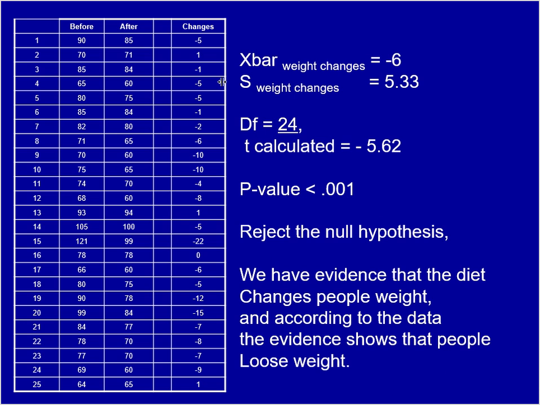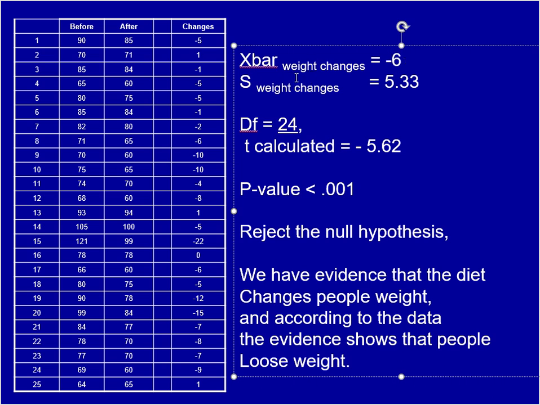So here you have an example of 25 individuals. You have their weight before the diet, you have their weight after the diet, and for every individual you can calculate the weight change, the weight difference, for all of them. Therefore your x bar change, which actually should be called your d bar, is minus 6 kilos. Yani, on average, people are losing 6 kilos on this diet.